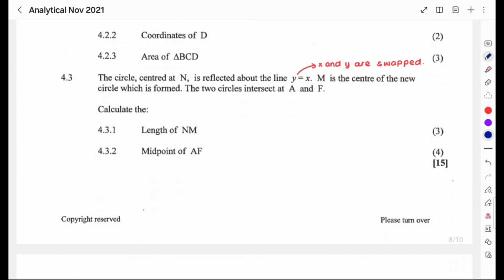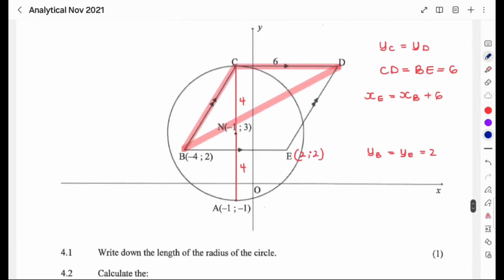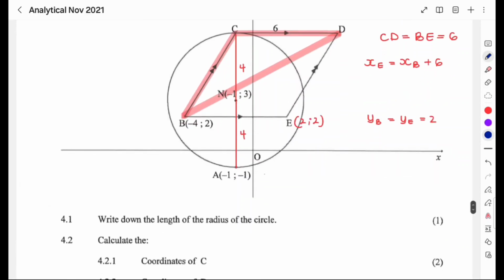It is stated that the circle centered at N is reflected about the line y equals x. M is the center of the new circle which is formed. The two circles intersect at A and F. So please keep in mind A and F is the point of intersection of the two circles. So here, let's see. If we were to sketch these two circles, they would intersect at A and F. So let's see if we can draw another circle here.